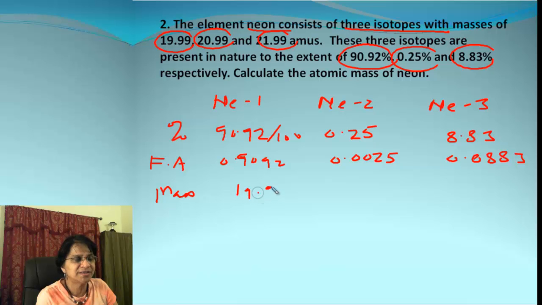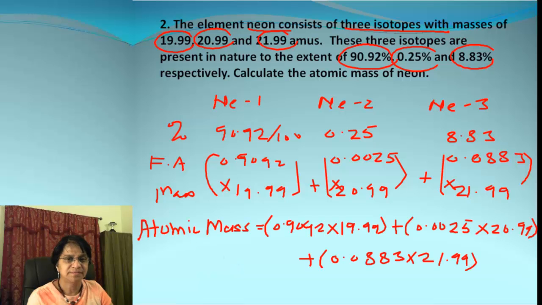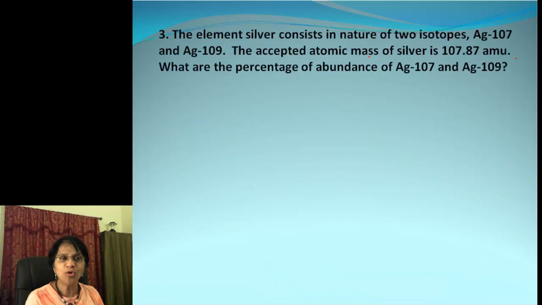And then we got the mass as 19.99, 20.99, and 21.99. Now your job is to multiply these and add all those numbers. So if you list those in a linear manner, this is what we end up getting. And when we solve that, the final answer is 20.17.